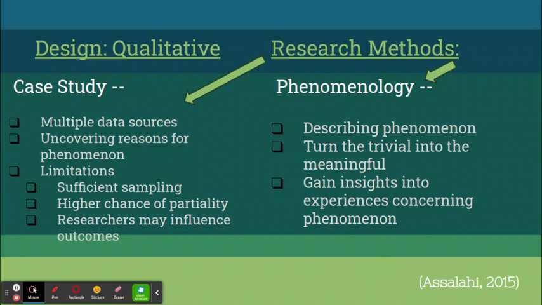In my qualitative research, I have narrowed it down to case study or phenomenology. Case study uses multiple data sources, uncovering the reasons for the phenomenon. However, there are a few limitations thereof: is there sufficient sampling? And there's, of course, a higher chance of partiality. And then phenomenology is more about describing the phenomenon, but turning the trivial into meaningful, therefore gaining insights into the experiences concerning that phenomenon. And so for that reason, I am possibly leaning more towards phenomenology at this point.